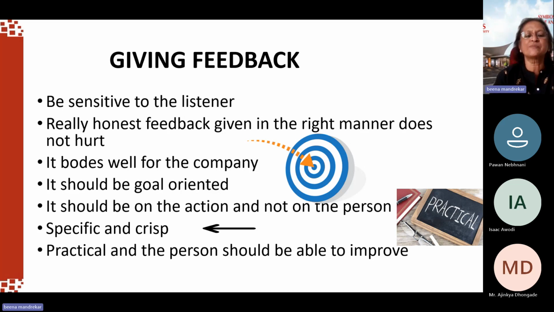It should be on the action and not on the person. It should be specific and crisp and practical so that the person should be able to implement it. Okay?